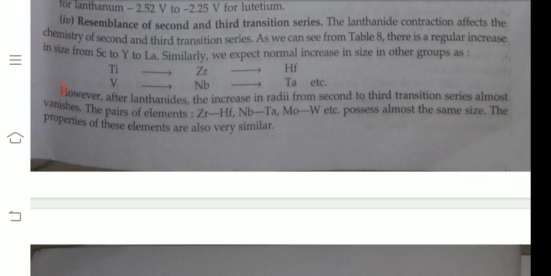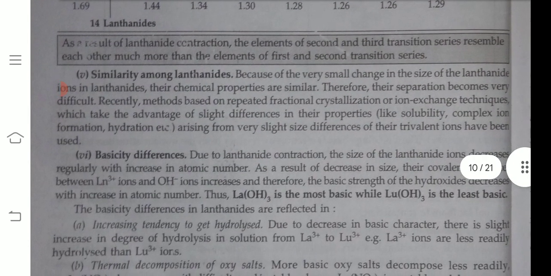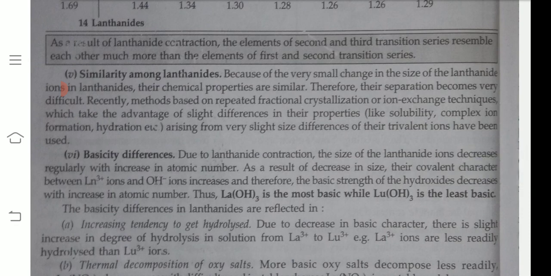The pairs of elements zirconium and hafnium, niobium and tantalum, molybdenum and tungsten, etc. possess almost the same size. The properties of these elements are also very similar. As a result of lanthanide contraction, the elements of the second and third transition series resemble each other much more than the elements of the first and second transition series.